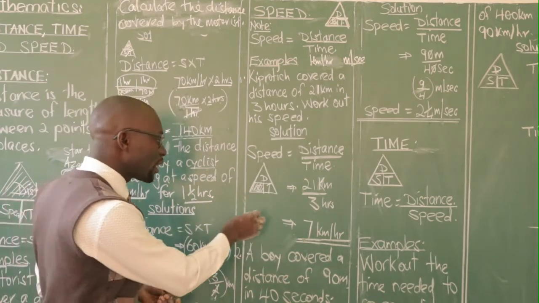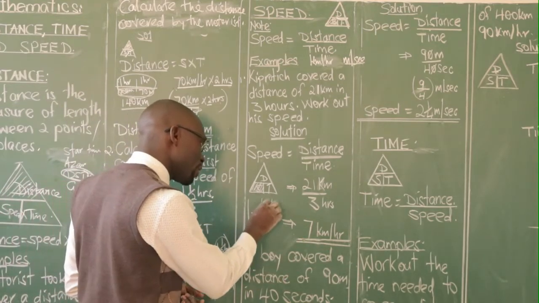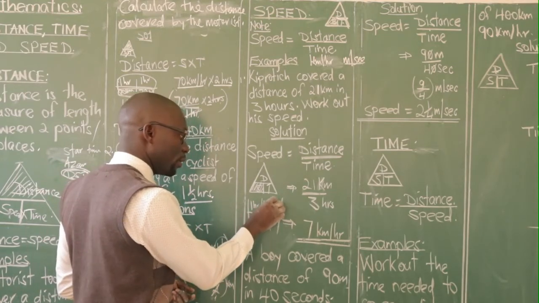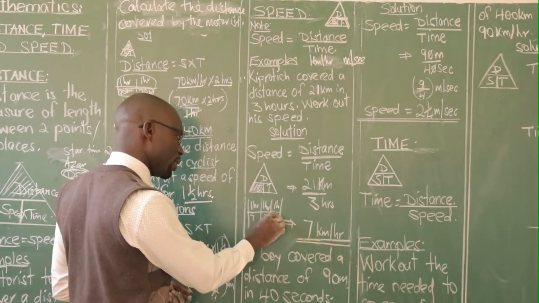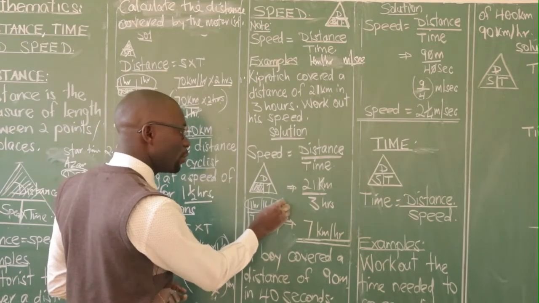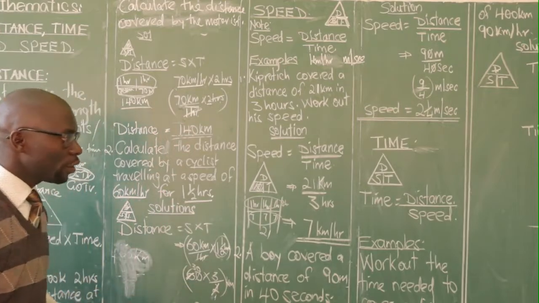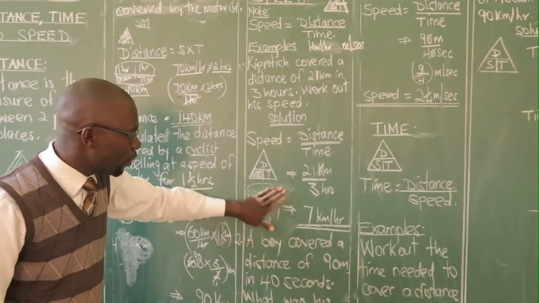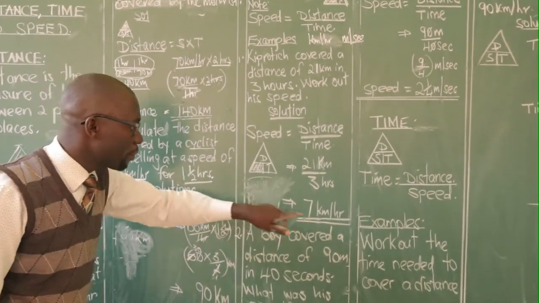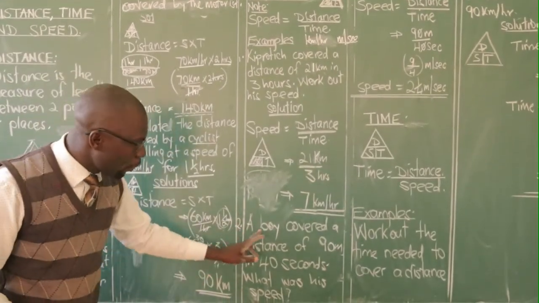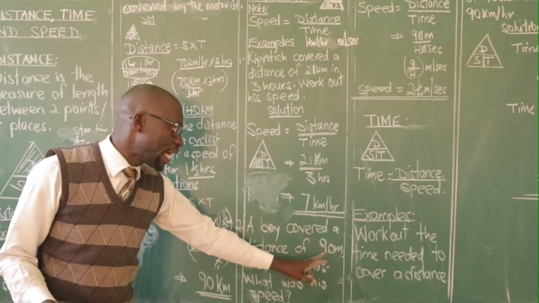Now, if we have to check ourselves and see if our answer is right: 1 hour, 1 hour, 1 hour. Every hour, 7 kilometers. If you add, there will be 3 hours, and 21 kilometers. So the speed is very correct. 7 kilometers per hour. When you look at number 2, a boy covered a distance of 90 meters.